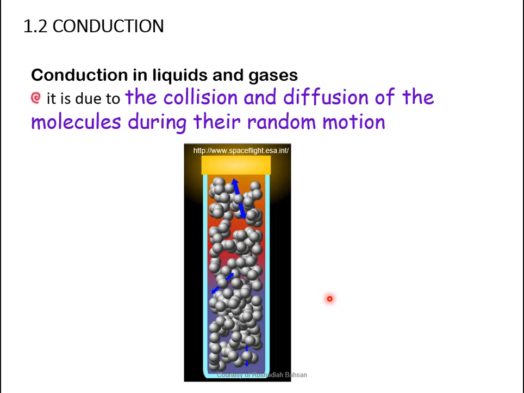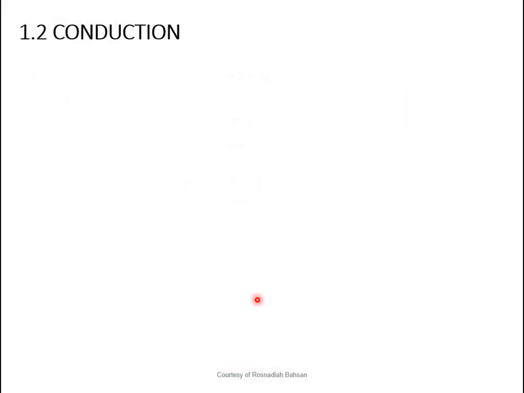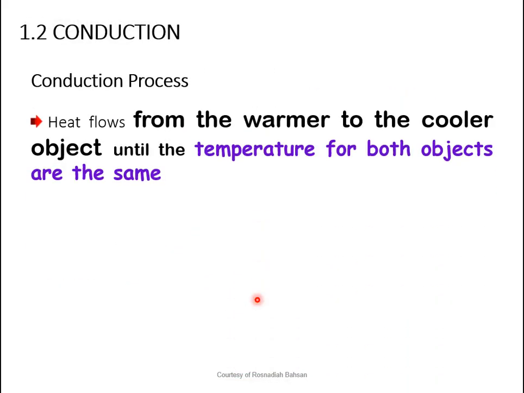Conduction can happen not only in solids, in metal, in wood, in brick. It also happens in liquids and gases, due to the collision and diffusion of the molecules during their random motion. For the conduction process, of course, there must be a temperature difference. Conduction will not happen if the temperatures are equal. So heat goes from the warmer to the cooler object.